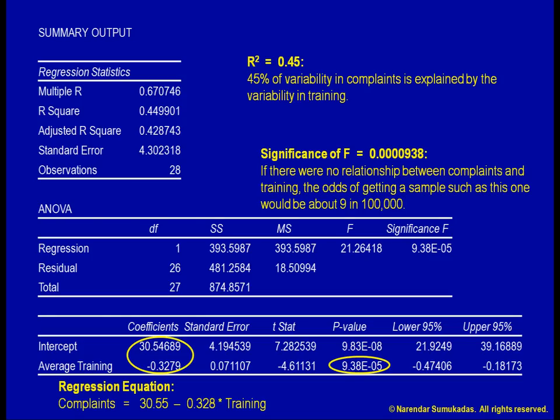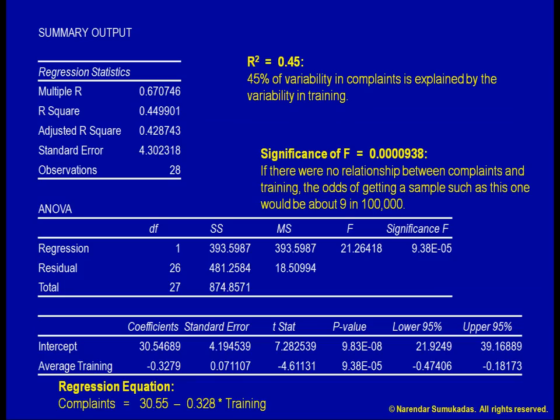Once again, I still don't know the exact relationship between training and complaints, but I'm confident it is not zero, and my best guess is minus 0.328. Although I don't know for sure what the value of the relationship is, the 95% confidence interval of minus 0.474 to minus 0.182 gives me a range surrounding my best guess.